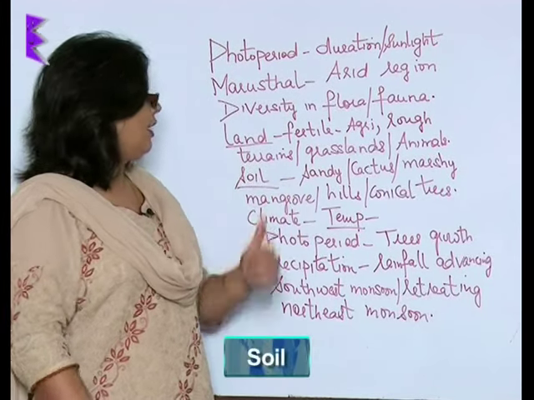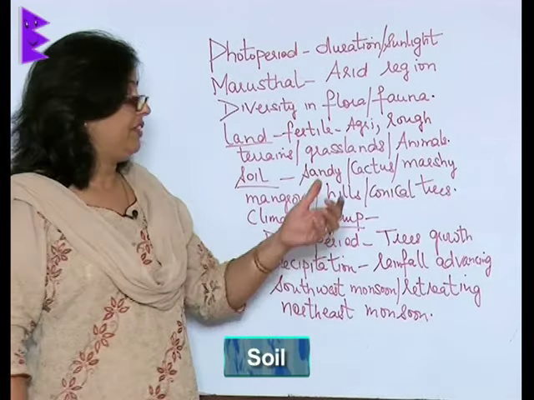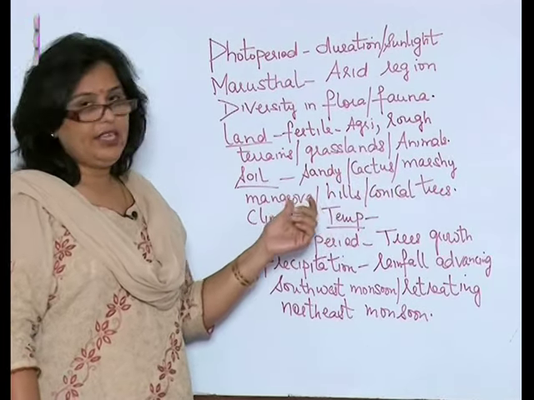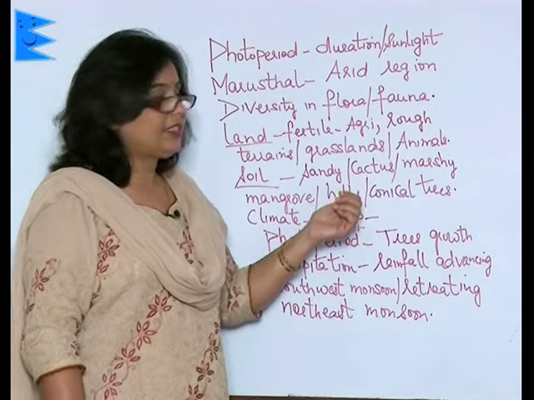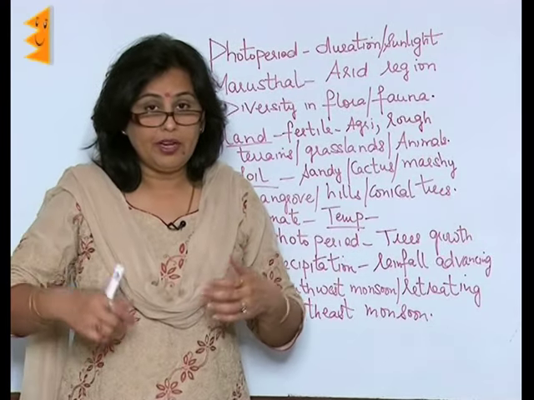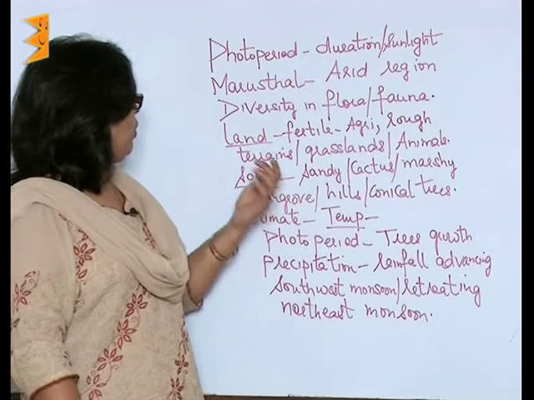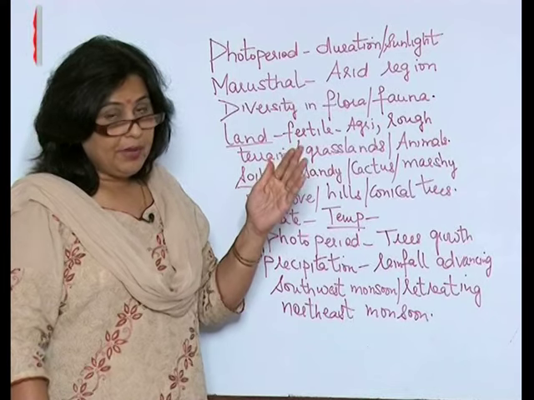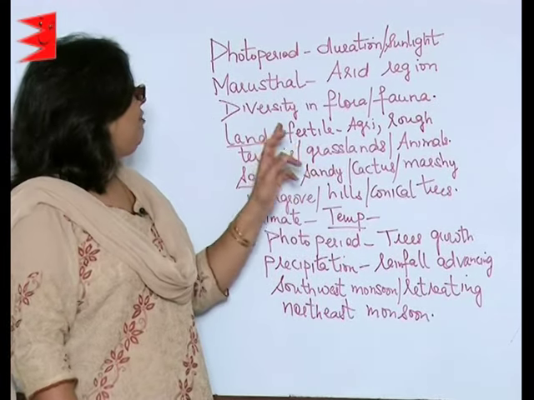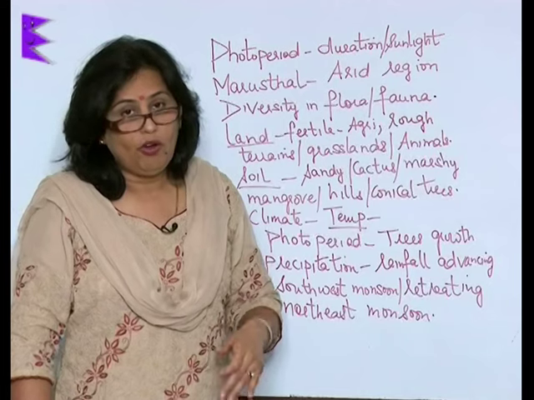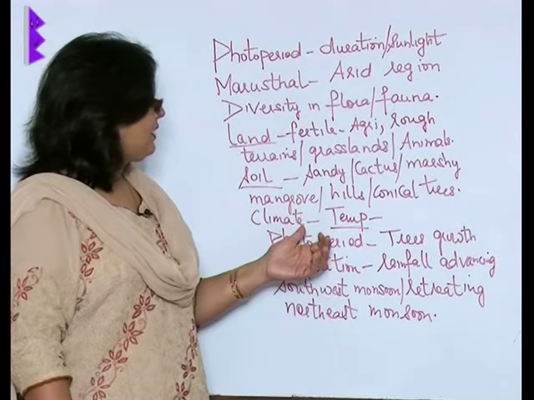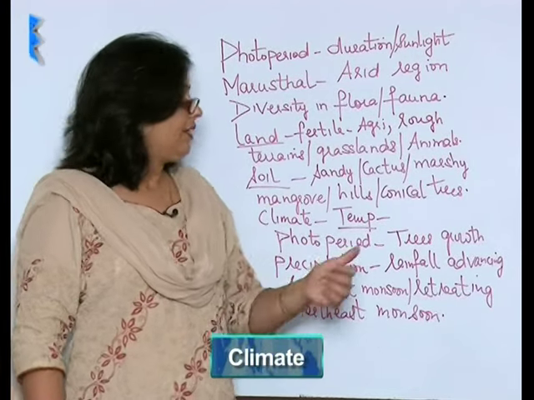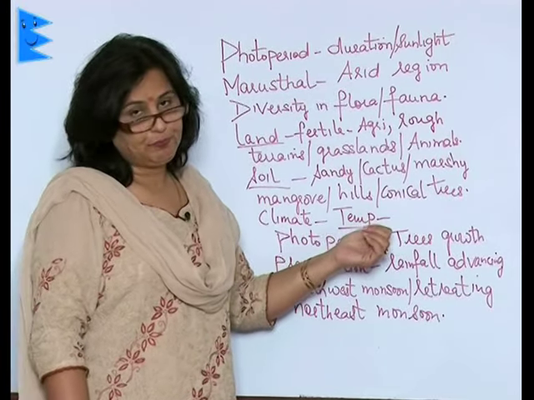Next is the soil. Soil meaning to say if it is a sandy soil, then cactus can be grown. If it is a marshy, then mangrove. If it is a hilly area, then conical trees are found. So, land and the soil, both of them seem to be making a big difference on the flora and fauna of an area. Next is the climate. Of course, in the climate there are various subheadings. The first is the temperature.